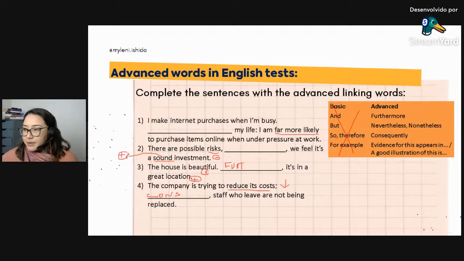Consequently. So what I'm going to do, I'm going to put the numbers here. Furthermore is number 3. Number 4 is consequently. When I have a contrast, it is number 2, right? There are risks, but we feel it's a sound investment. It's a good investment. So here is number 2. And then number 1 is "evidence of this appears in", right?